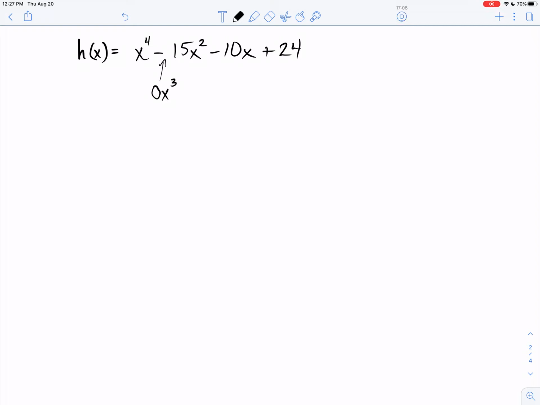Now, I would not require you to rewrite this and say, oh, let's write it in descending order. Let's include the missing term. I wouldn't do that to you. But I'm also going to clue you in on this.